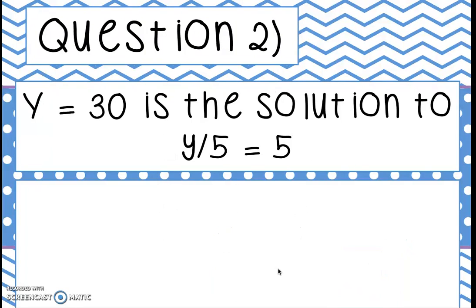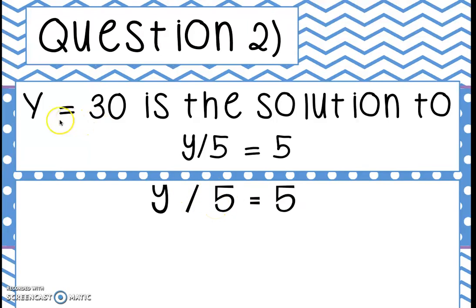Now, let's take a look at question number 2. It says y equals 30 is the solution to y divided by 5 equals 5. Now we know that this fraction bar here means to divide. So that's the operation that we're doing here. So again, start with that original problem. y divided by 5 equals 5.